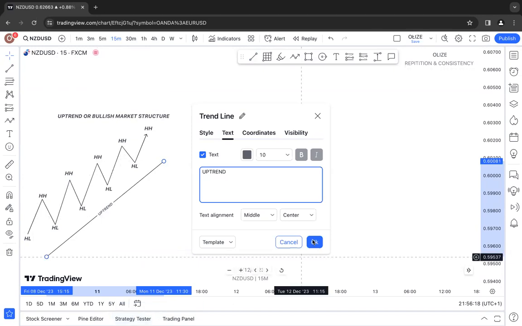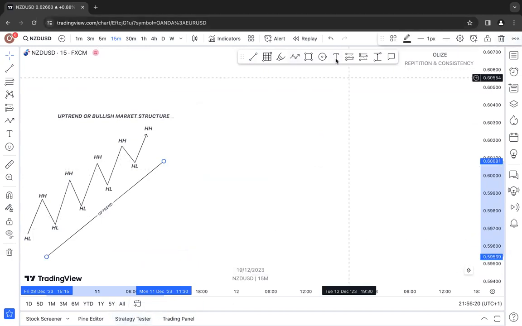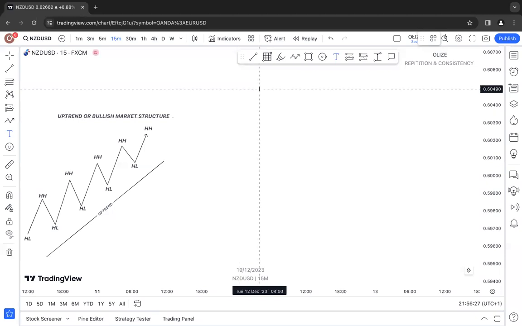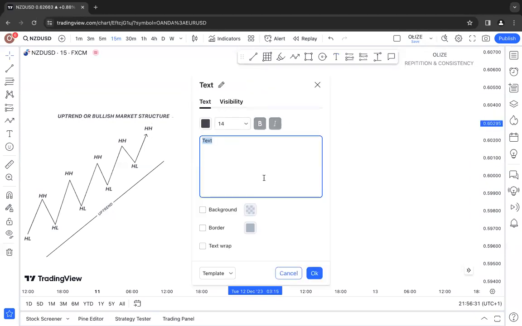Okay, so the second type of market structure we'll be looking at, I told you we have three, is coming. The bearish or downtrend.